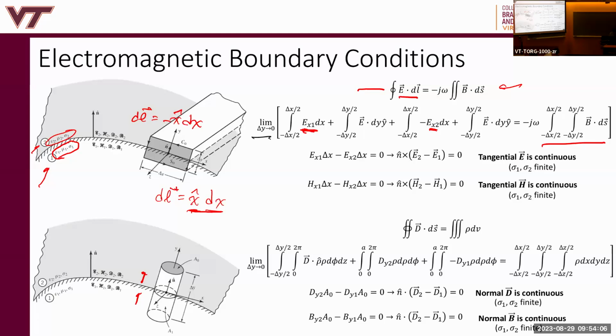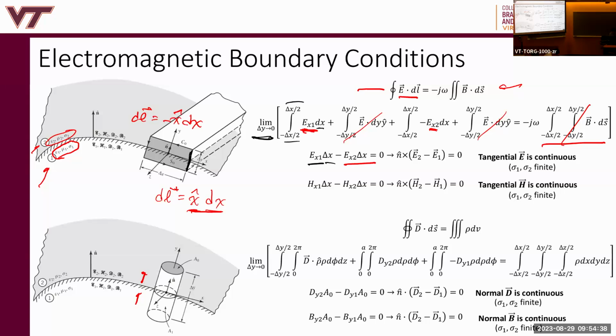So here we're assuming that EX1 is constant throughout that. Remember, it's a differential path, right? It's a very small path. So EX1 is constant. It comes out of the integral. Then we just have the integral of dx from negative delta x over 2 to delta x over 2. That just gives us delta x. And since we're taking the limit as delta y goes to 0, this path tends to 0, and that path tends to 0. So we don't have this integral or that one. And this one also goes to 0. So we just have the following relation is equal to 0.